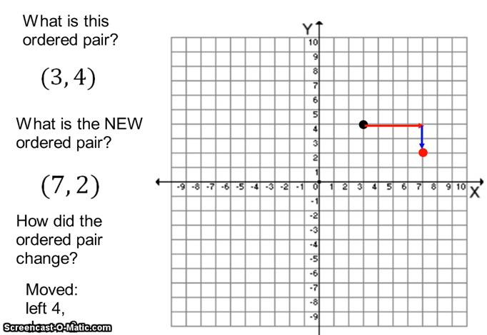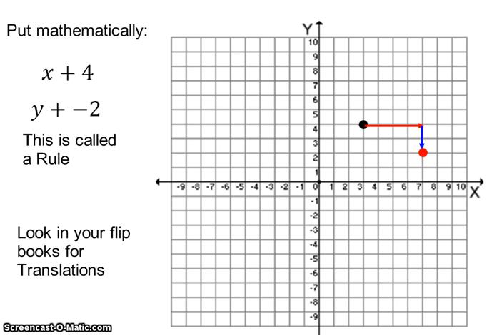They'll say spaces, they'll say units. So it went left first, and then it went down. Mathematically speaking, x plus 4, y plus negative 2. This is a rule. If you open up your flipbook and look for translations, you'll see the general rule in your flipbook.